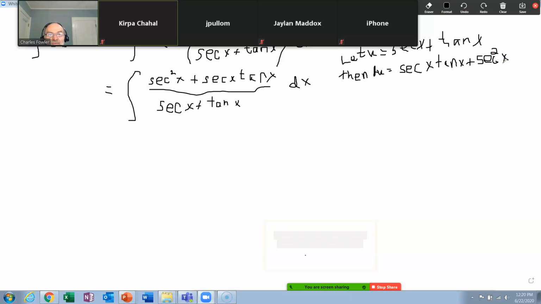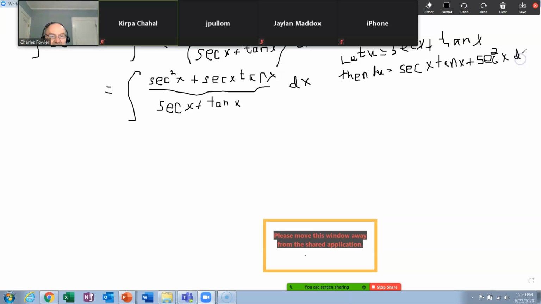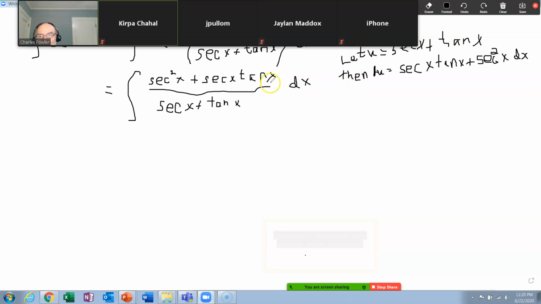Okay, well, what do we have then? Oh, I've left off my dx. I love writing dx's. Okay. So the du is secant x tangent x plus secant squared x dx. Guess what? That's your numerator here, right? Just in reverse order. They put the secant squared first and secant tangent second. Doesn't matter. It's commutative. And there's your dx. So there's your du over u.